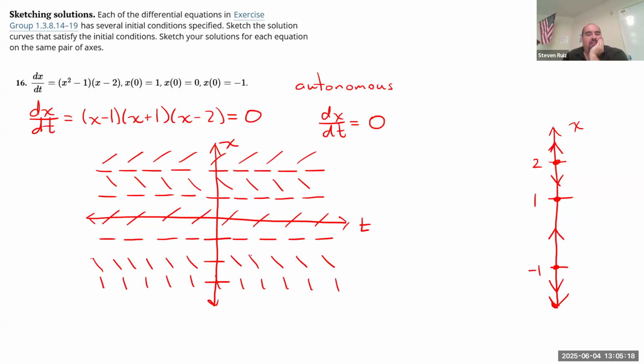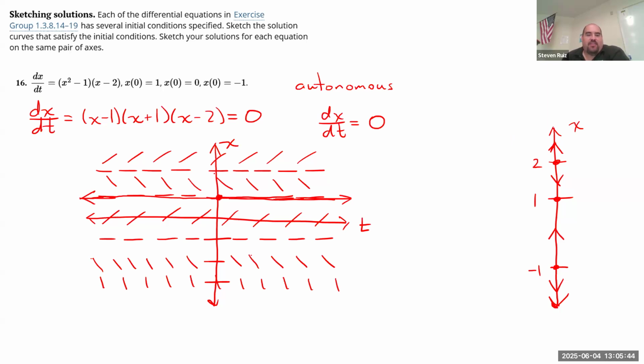So if x of 0 equals 1, so let's make a point there. If x of 0 equals 1, we are on an equilibrium condition. That means that we are not going to have any variation. So that solution is going to look like this. You're going to have x equals 1 as the solution.